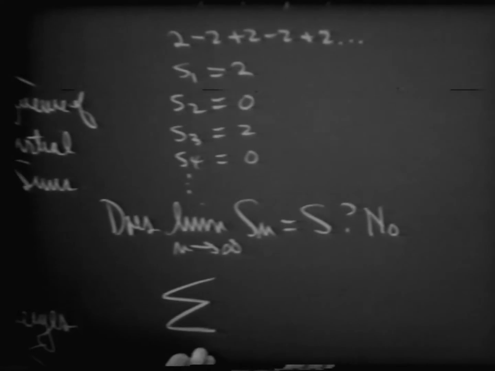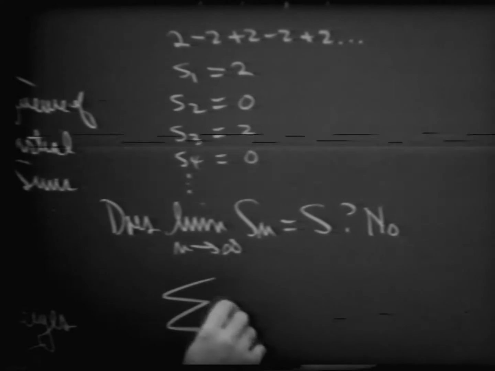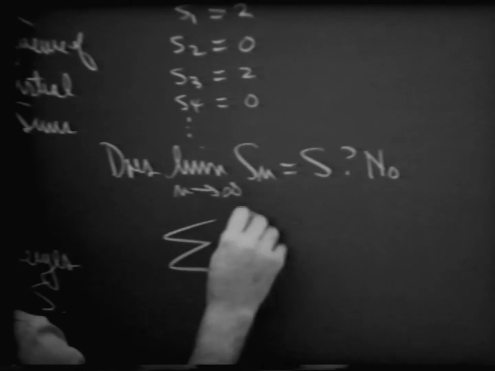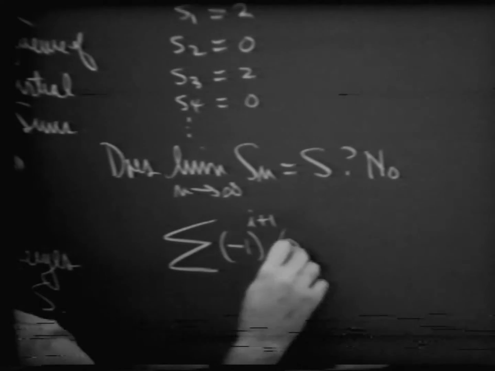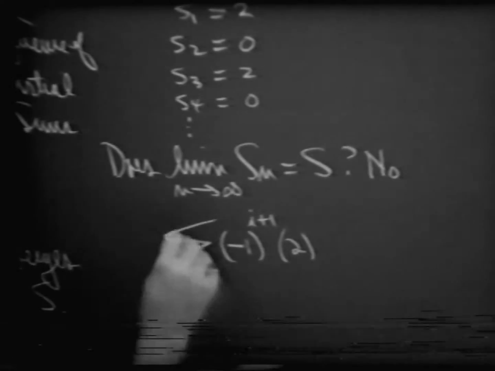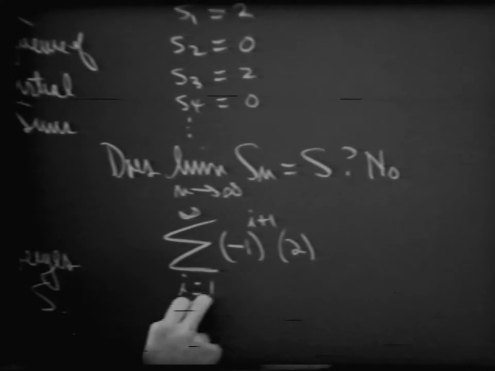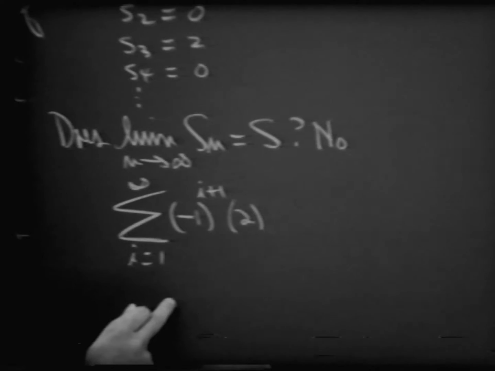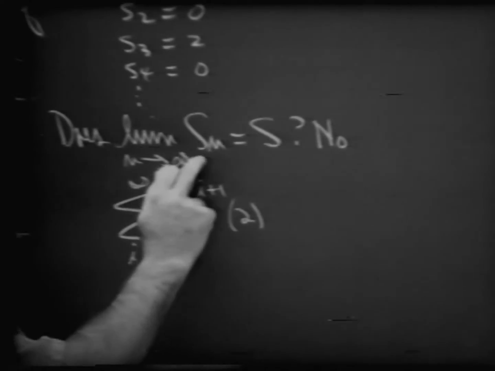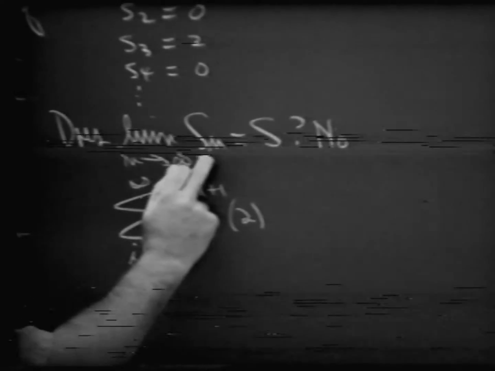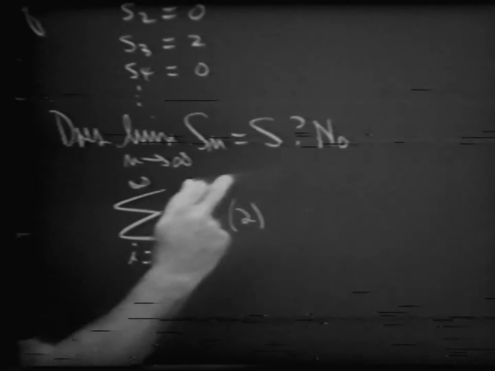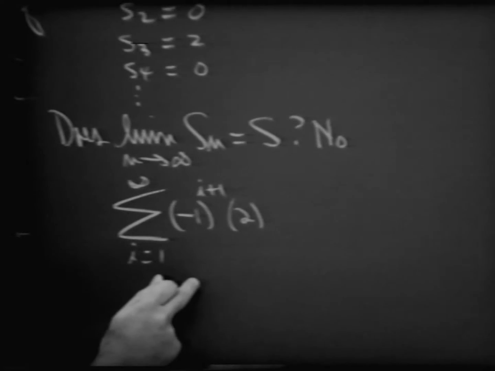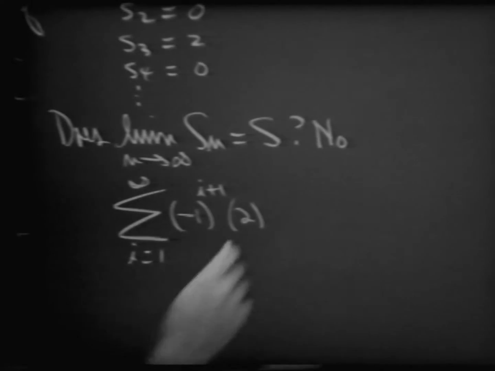Therefore, what then can we say about the series of the pattern? Now let me see how we can write this. Let me write it as negative 1 raised to the i plus first power times 2, where i goes from 1 to infinity. But what is our conclusion about this infinite series? Since the sequence of partial sums does not have a limit, it does not go to a number, what then is our conclusion about the corresponding infinite series? It must, Charles, it must diverge.